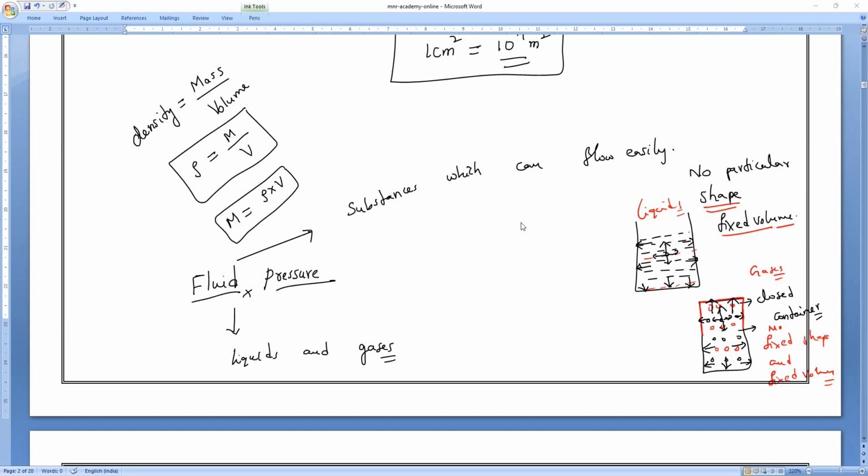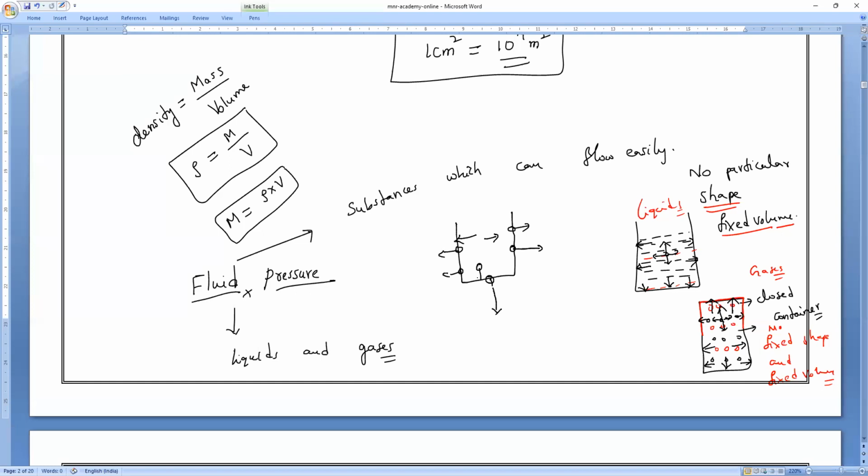For example, if I have water in a container and I place a hole at the bottom, the water will start leaking. If I place it on the left-hand side, water will also come out. If I make the hole at any point, water will start coming out. So liquids always exert pressure among each other.